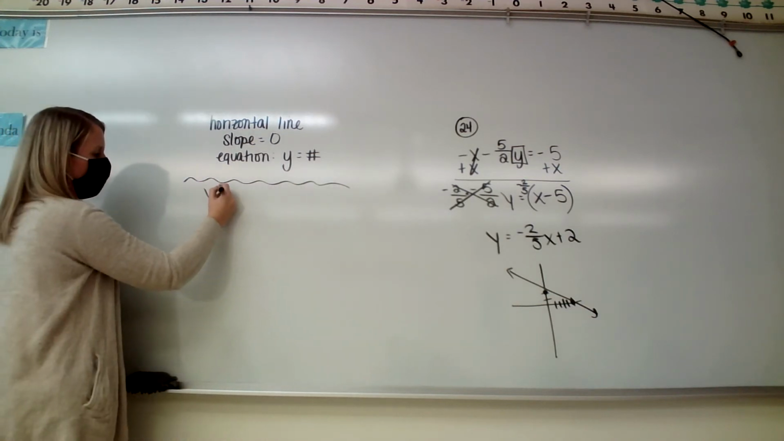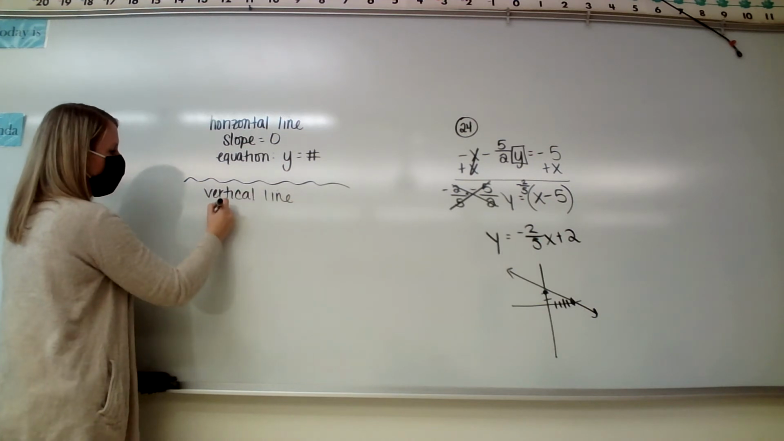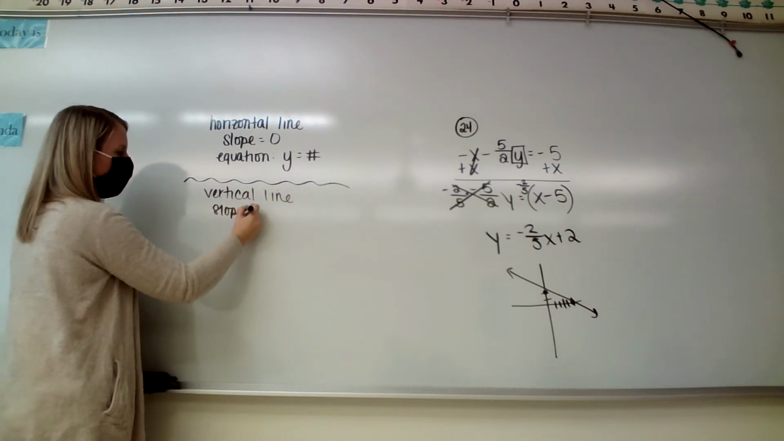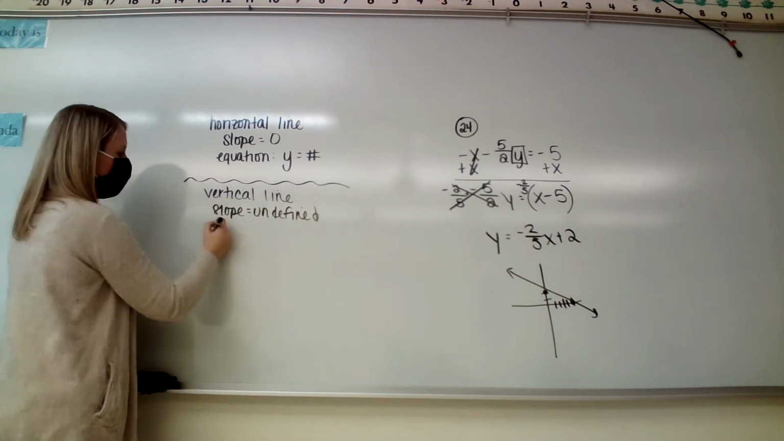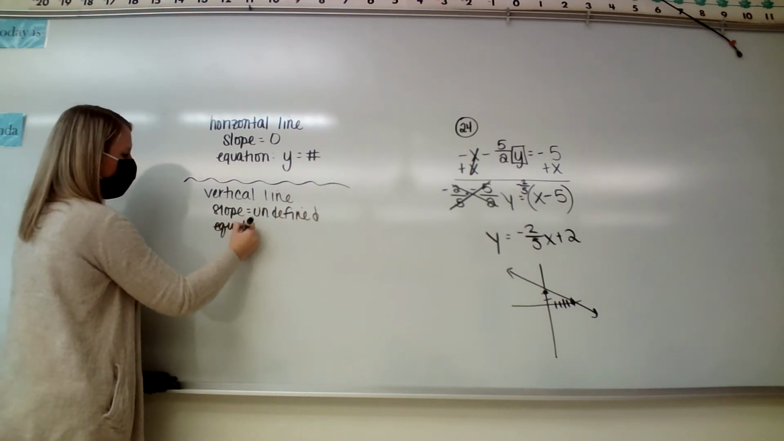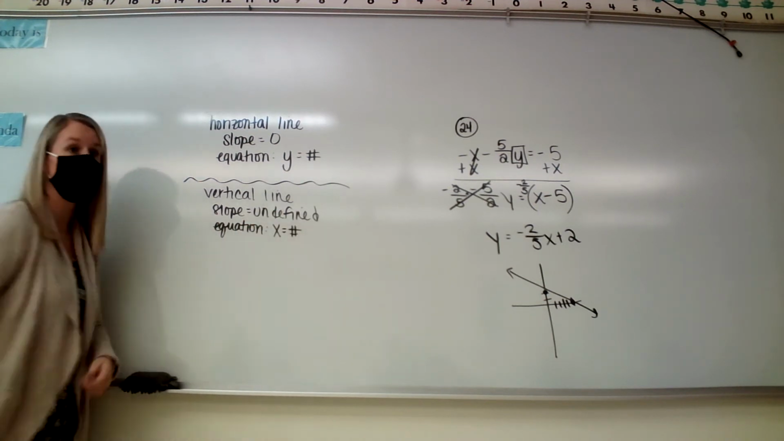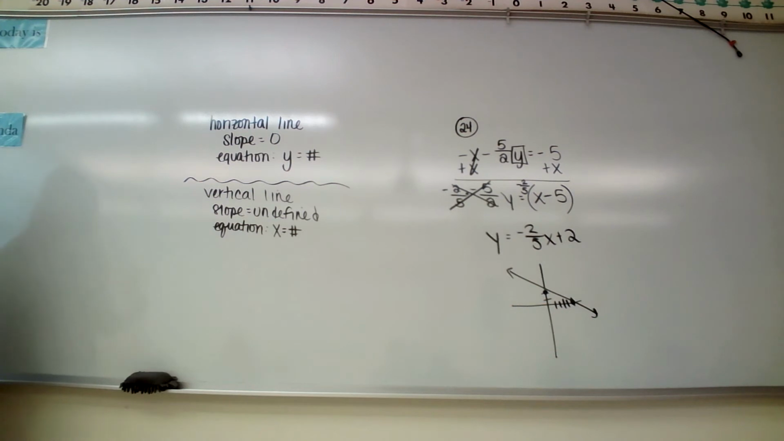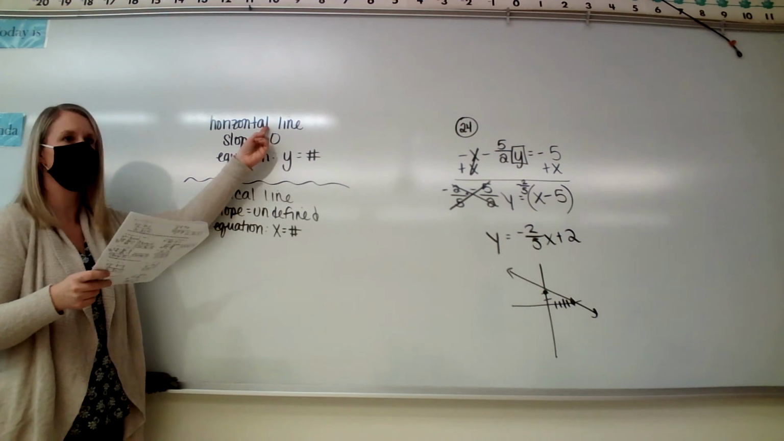A vertical line has a slope that's undefined, and the equation is x equals a number. So this is literally all you do. The nice thing is there's not a lot of work involved. The bad thing is if you don't know it, then you're in a bad spot. So all you do for that bottom section is 26. You say, oh, slope of 0. It's a horizontal line.